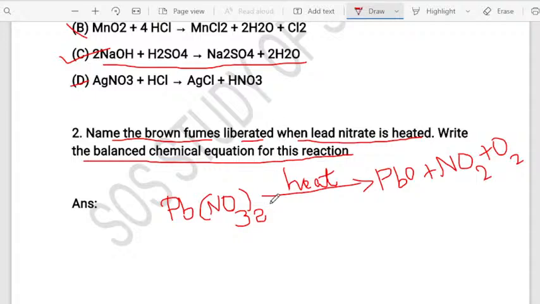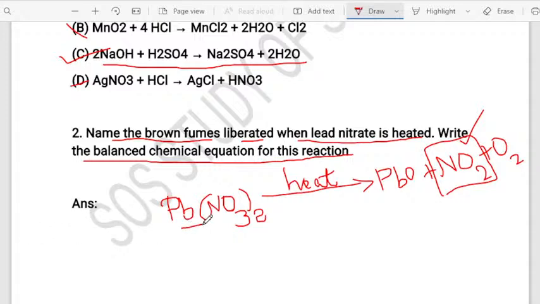Okay, fine. So as we are heating the lead nitrate, dear students, you can see that we will get the nitrogen dioxide, and this nitrogen dioxide is the brown fumes liberated. Fine. See, they're asking to name the brown fumes. Brown fumes liberated here is nitrogen dioxide. And they're also asking to write the balanced chemical equation. Dear student, at this moment you should know how to write the balanced chemical equation, because in yesterday's class I have explained how to write a balanced chemical equation.